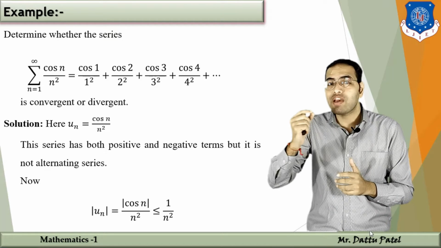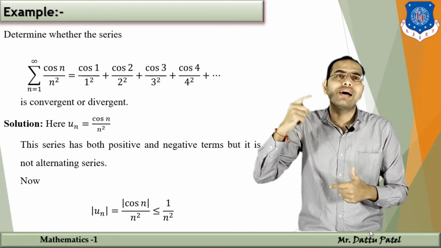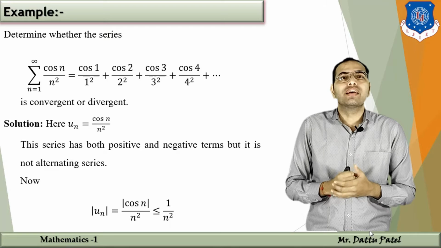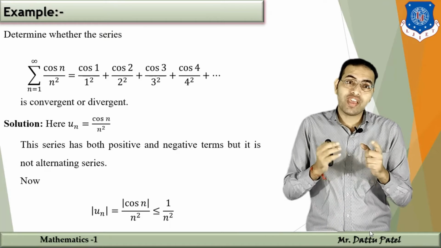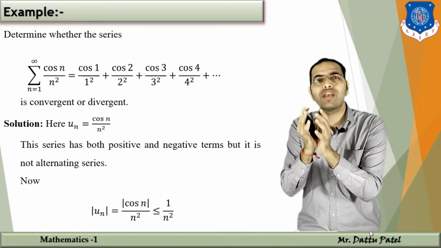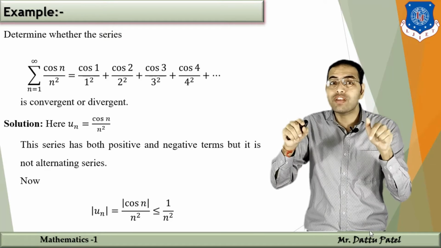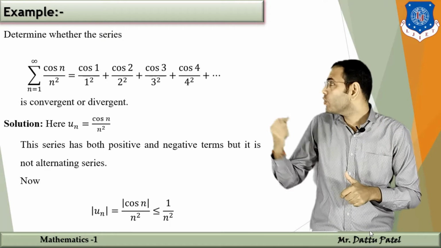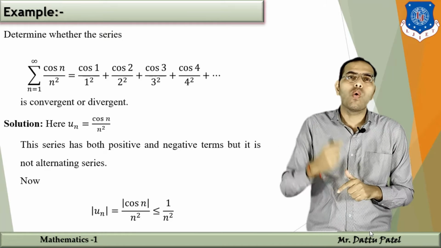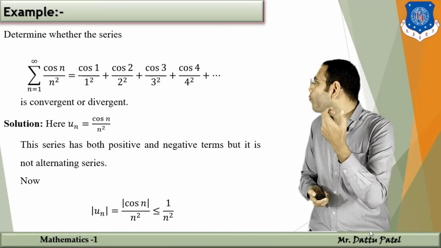Here we have to take the values 1, 2, 3, 4 in radian form. Here we have to apply the direct comparison test and check the modulus of u of n, which means negative values will be absorbed. Now the maximum value of mode of cos n is 1, so un equals mode of cos n upon n square, which is less than or equal to 1 upon n square. Then 1 upon n square is our Vn.